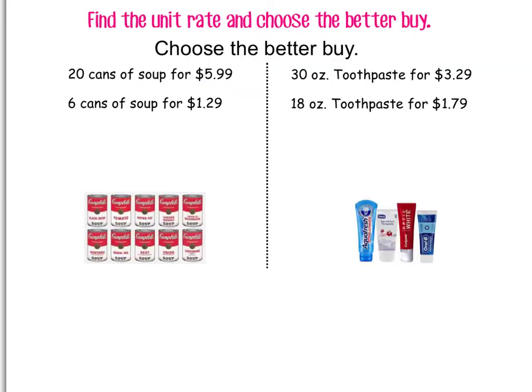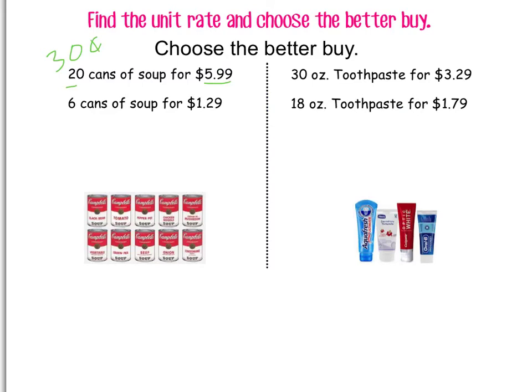Which one's the better buy? In this case, I want to know what's the price for one, right? So I'm always going to start with money, and I'm going to choose how much is cheaper. So I'm going to take my $5.99 and divide it by 20. $5.99 divided by 20, and I get 0.2995. Well, in money, that rounds to 30 cents. So this first one is 30 cents.